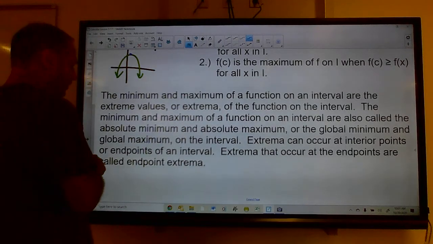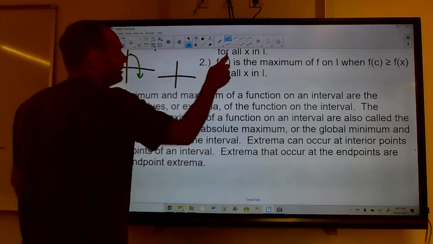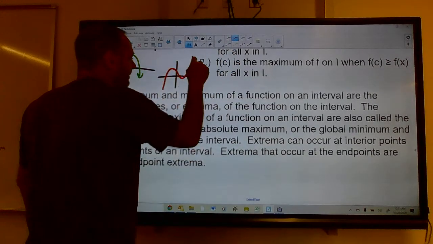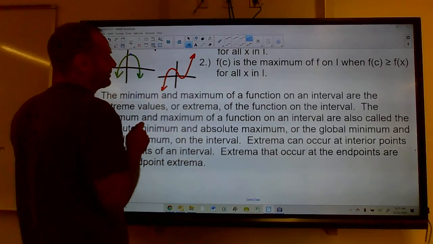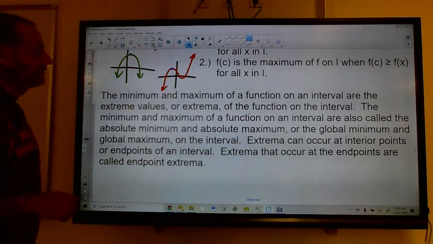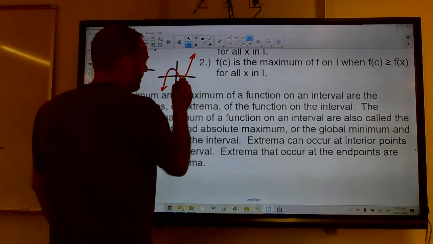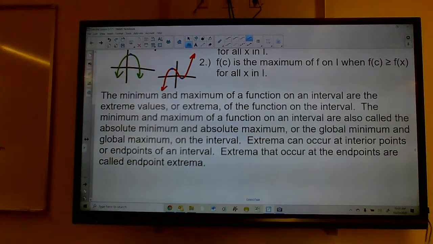But you can have what are called relative maxes and mins. So if I have something like this, this does not have an absolute maximum, but it does have a relative maximum right there. It also has a relative minimum, but it doesn't have an absolute minimum. Extrema at the endpoints are called endpoint extrema.